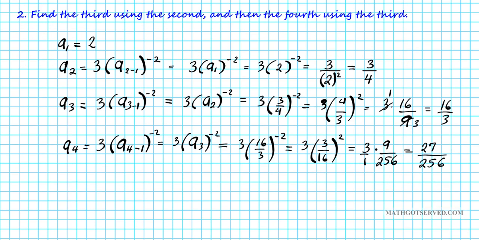So let's go ahead and write that down. The next 3 terms are, what are they? 3 over 4, 16 over 3, and 27 over 256. So that's that.